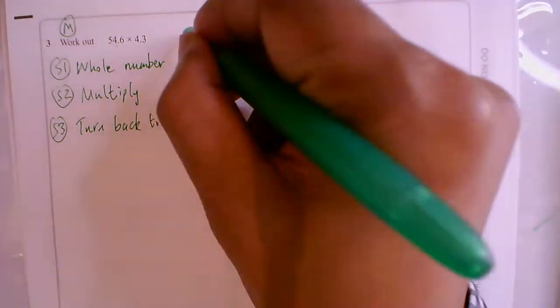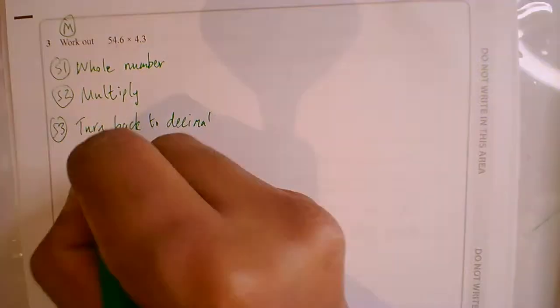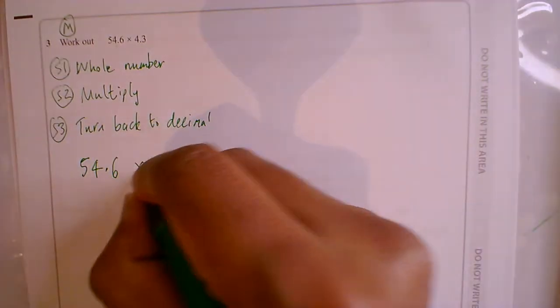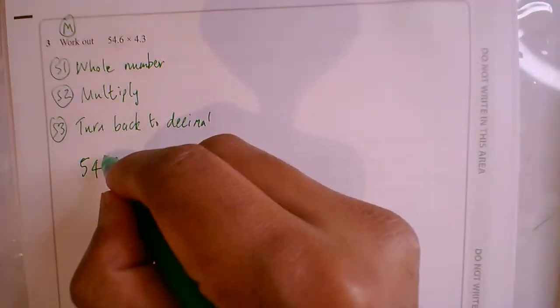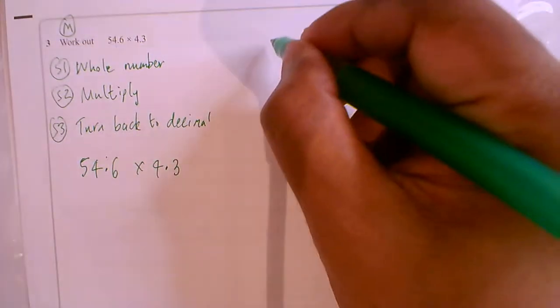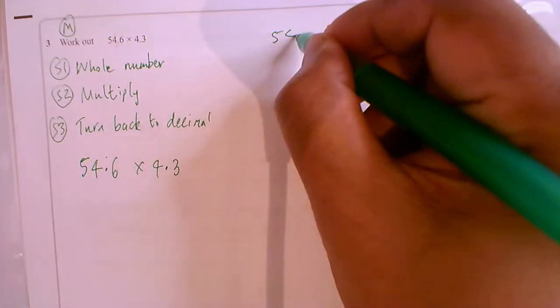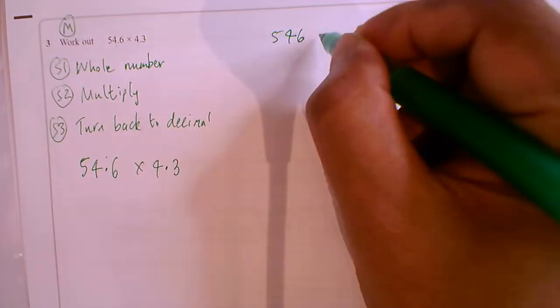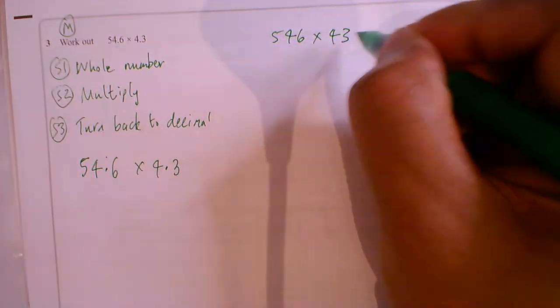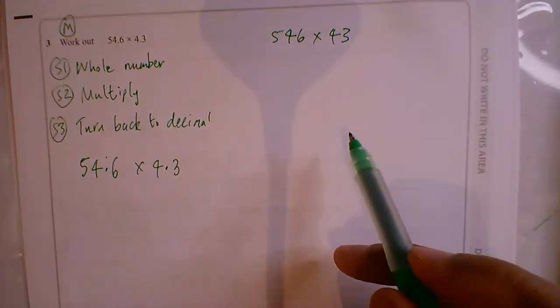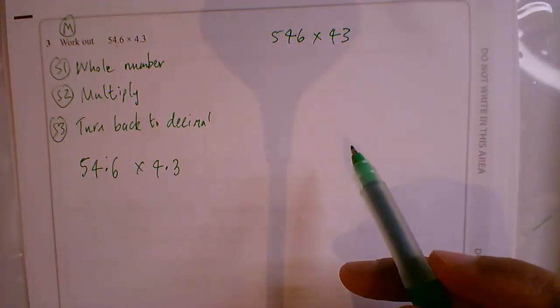Okay, so those are the 3 things I want to do. So let me just rewrite this. 54.6 times 4.3. I'm just going to ignore the decimal points, so I've got 546 times 43. So that's just a whole number now. Now you can do your own multiplication method.